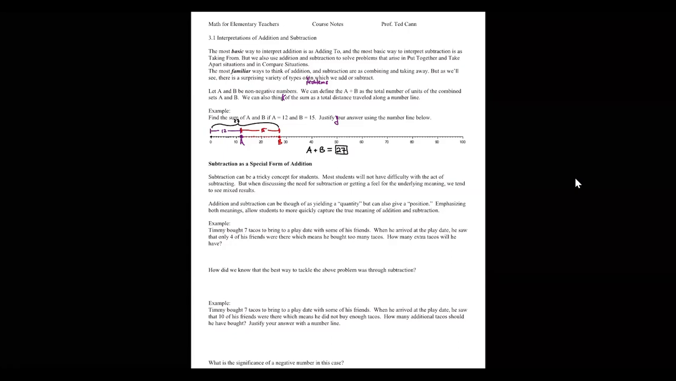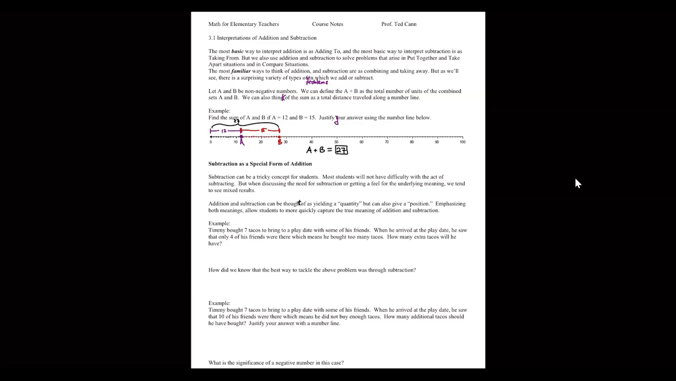Addition and subtraction can be thought of as yielding a quantity, but they could also give a position. Emphasizing both meanings allows students to more quickly capture the true meaning of addition and subtraction. So, a couple of examples.